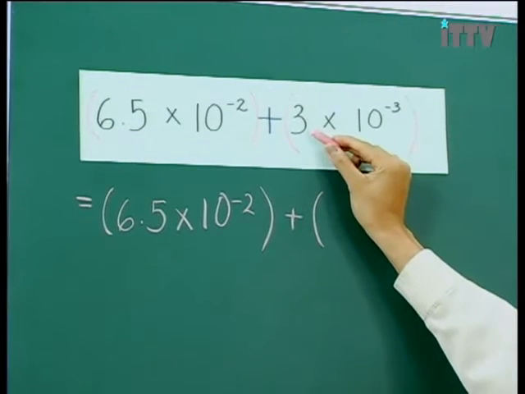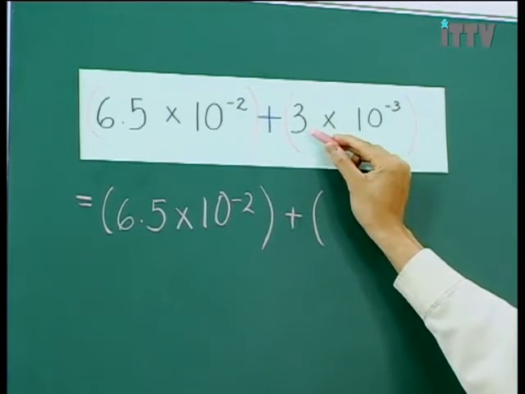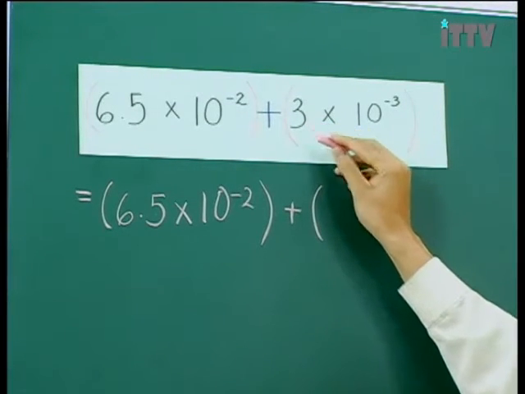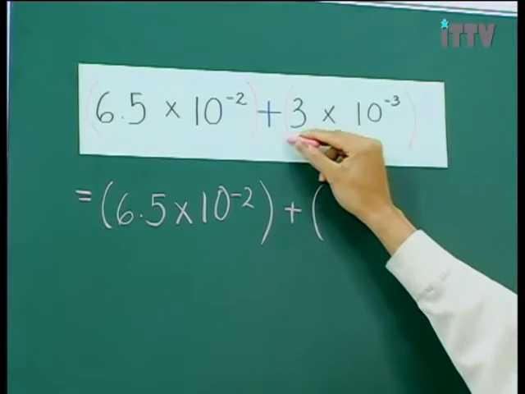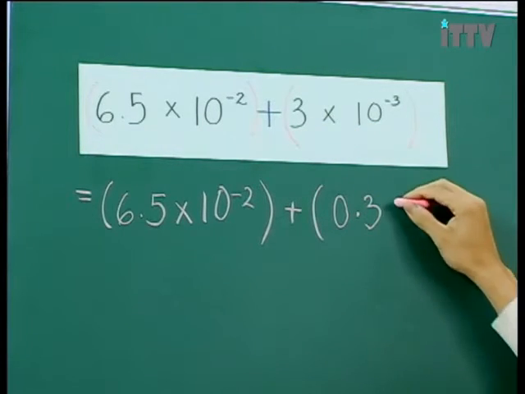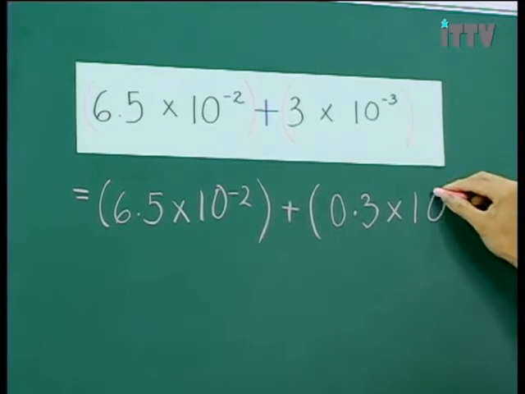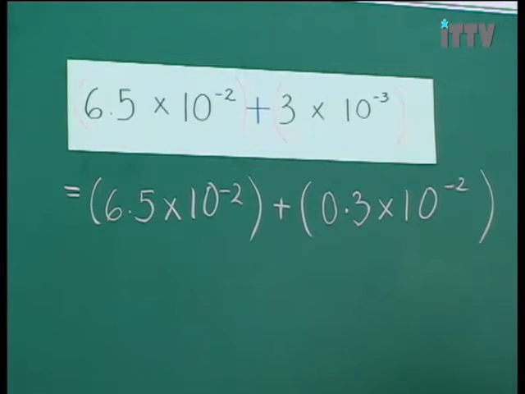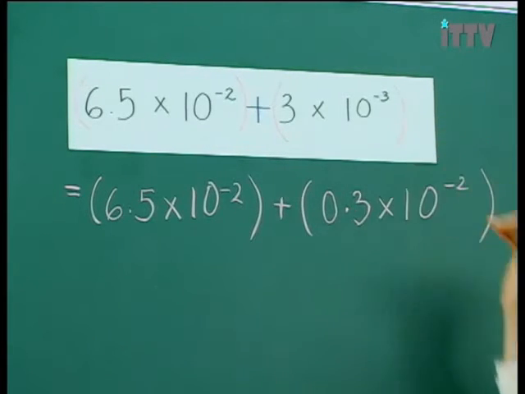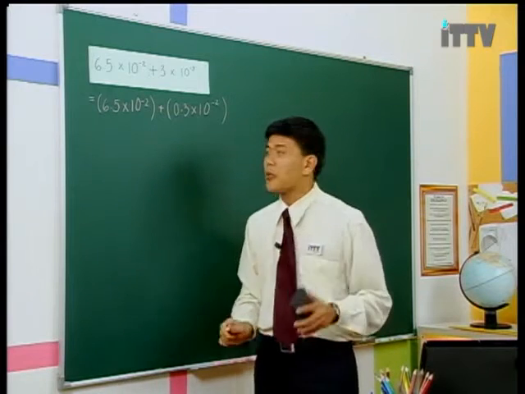When 3, the point is here, in order to make it go back 2 places, we need to put the point 1 step behind. And thus it becomes 0.3 times 10 to the power of minus 2. So now we have already standardized. Remember, these are the same numbers. We have just changed the form so that we can perform the operation.